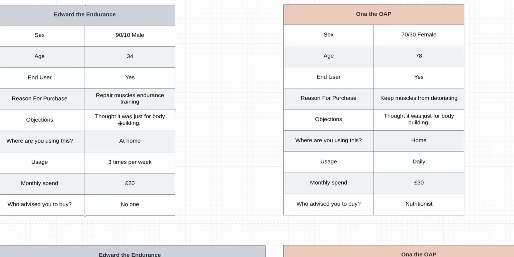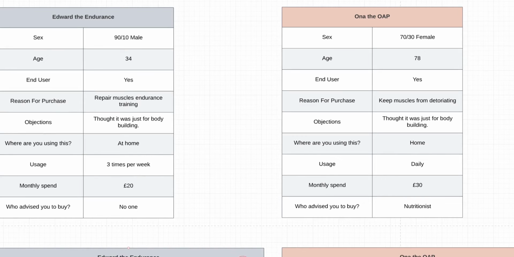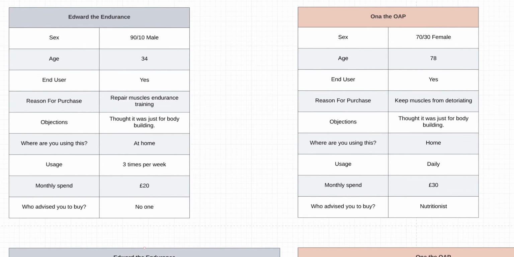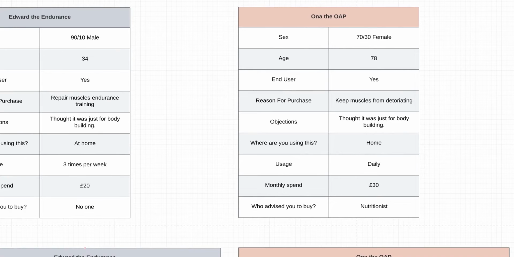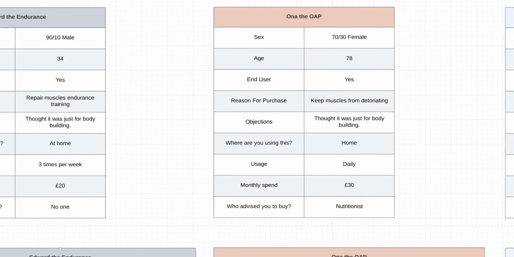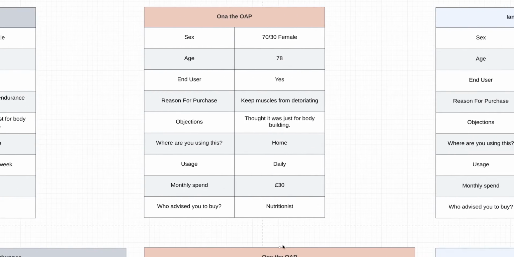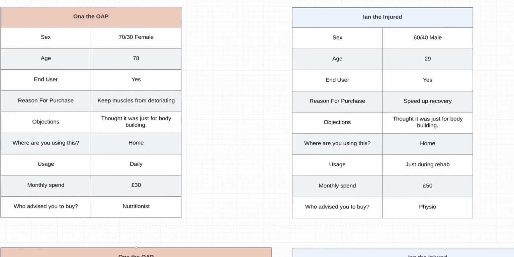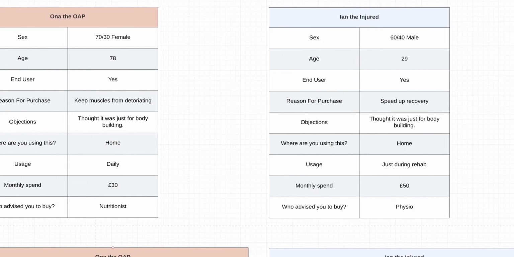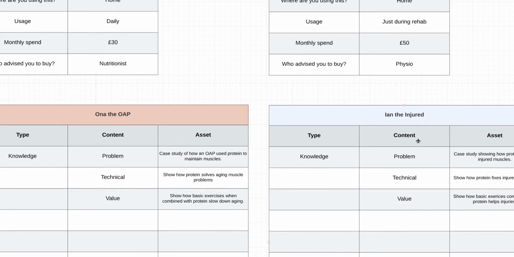Edward the endurance is an endurance athlete, cyclist. Can you see how by doing the persona research, we find out why they're buying and how we can adapt the products to sell to all of these markets? I would advise you to buy a nutritionist, so we could go around with the nutritionist, getting them reselling the product, because we then made alterations to it. Ian the injured, again, you see how they have the objections. He's buying solely to help speed up recovery. So we now know that we've got these 4 areas that we're going to target.